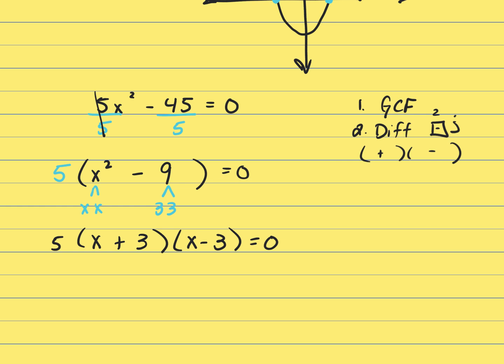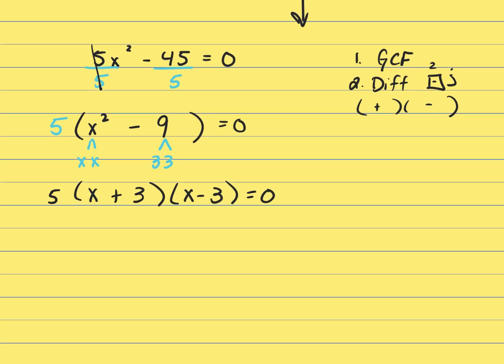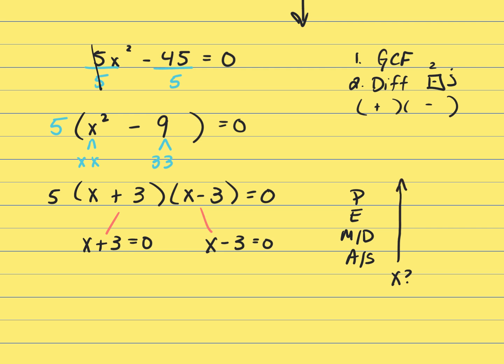From here, you should know what to do. I'm going to split this up, and I now have x plus 3 equals 0 and x minus 3 equals 0. Remember, you have to do PEMDAS when we're solving for an unknown. We don't know what x is. Start with addition and subtraction, and do the opposite.